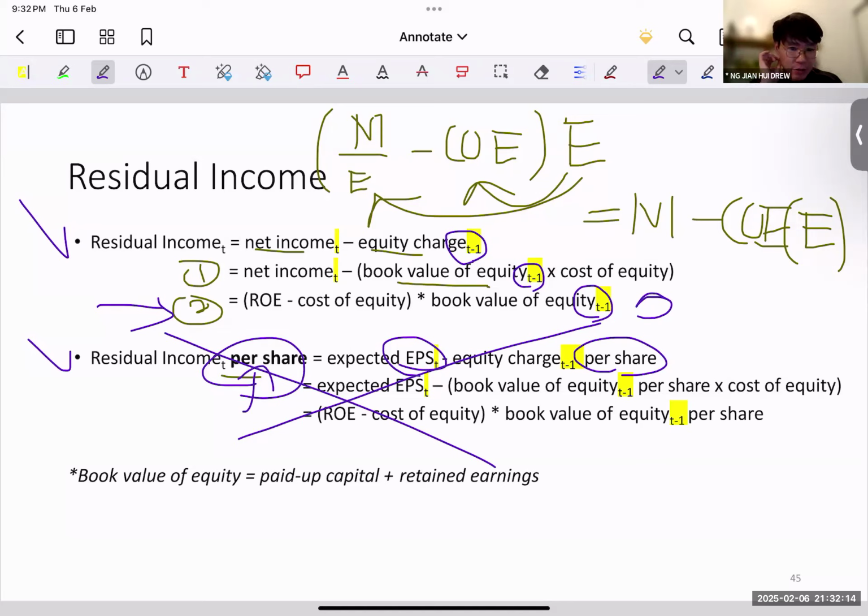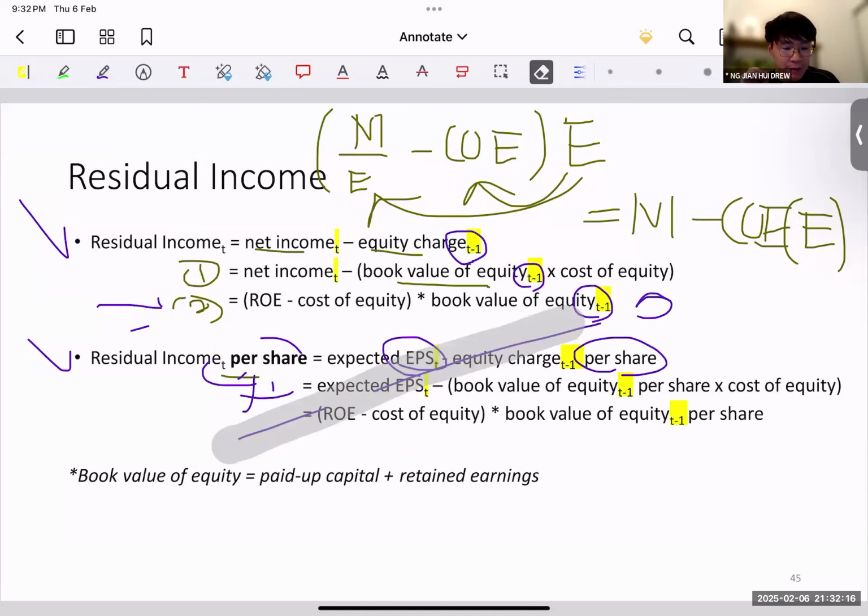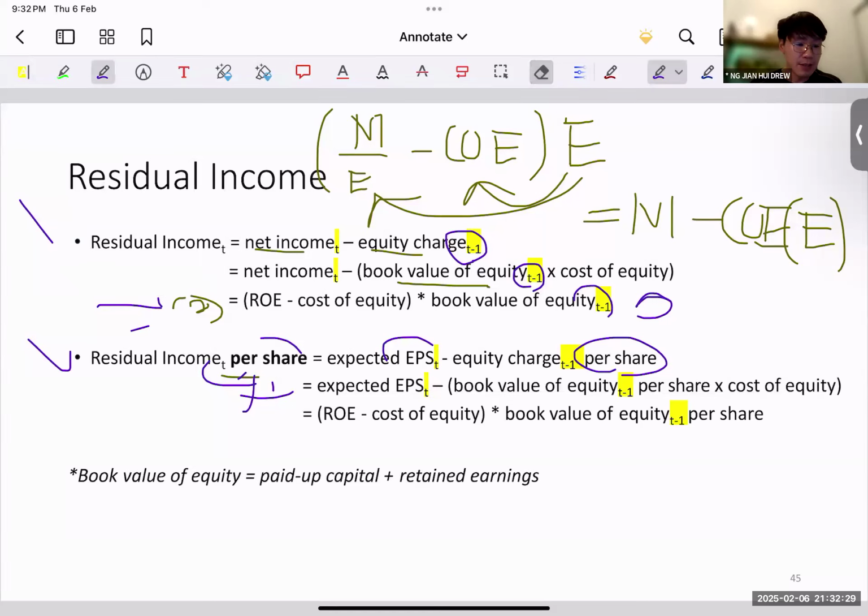So that's why I'm telling you that if you have an example that gives you earnings per share, it's actually the same thing as net income divided by the number of shares, and you just need to multiply by the total number of shares eventually to get your residual income.